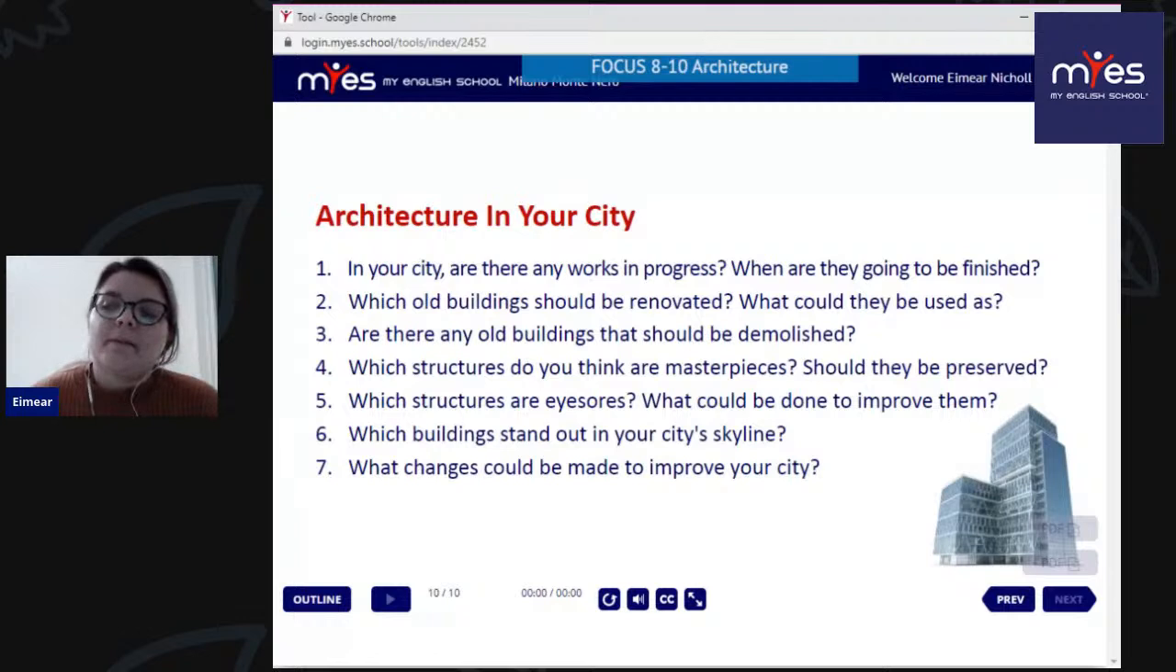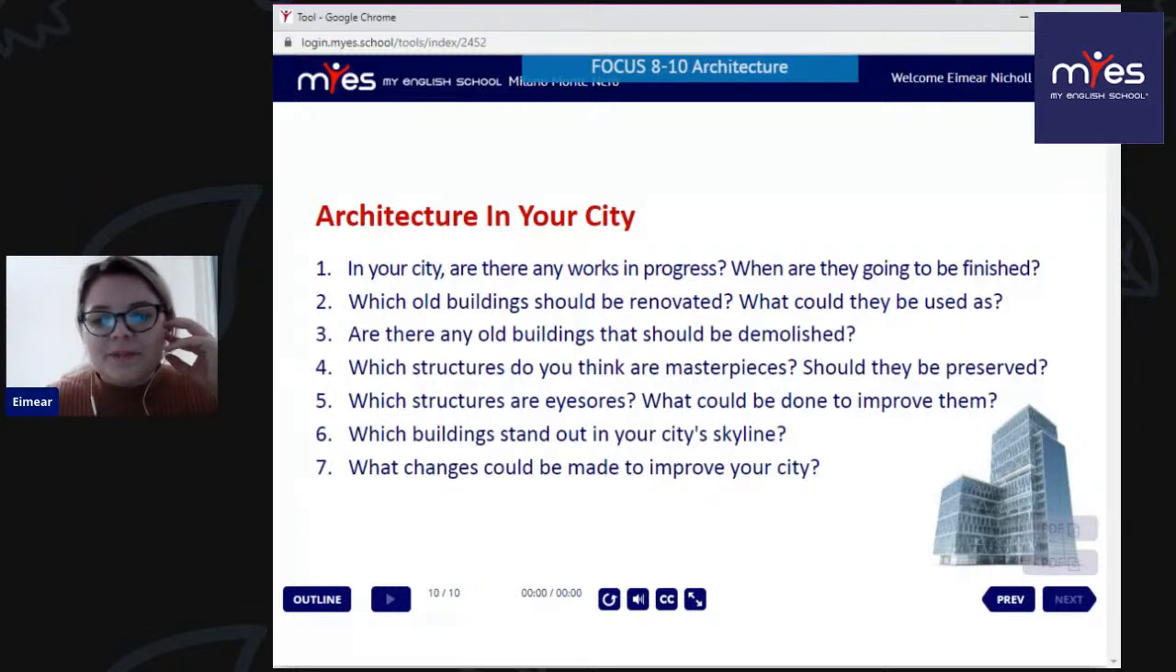Which structures do you think are masterpieces, and should they be preserved? Masterpieces. Well, in Dublin city centre, there is Trinity College, which is an old university in Dublin, and in that area there's Trinity College and the old English government buildings, which are very big and elaborate. They have a very beautiful architecture. I think they should be preserved. Which structures are eyesores? Well, Liberty Hall. And I don't think anything could improve it. It just needs to be knocked down.